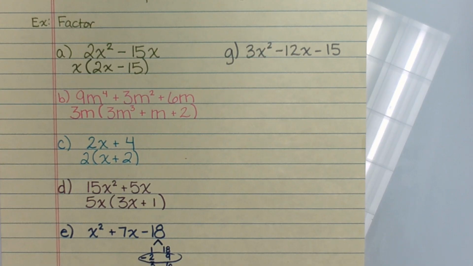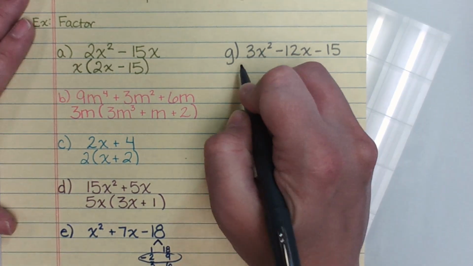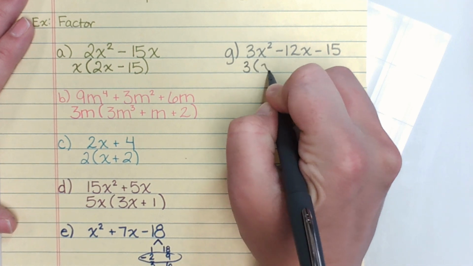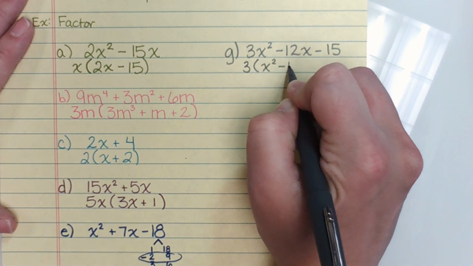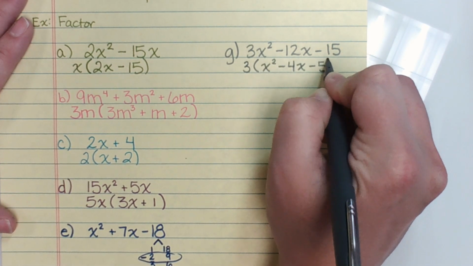GCF first. Biggest thing that divides out of all three of them? 3. Leaves you with x squared minus 4x minus 5.